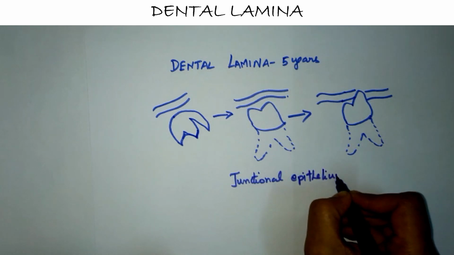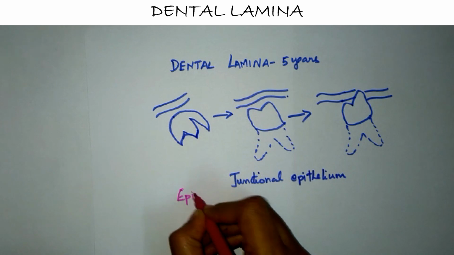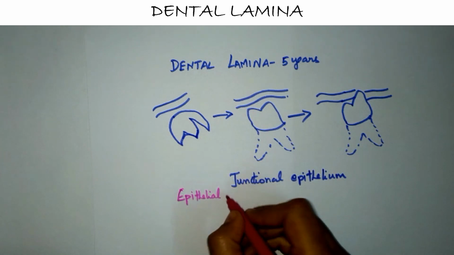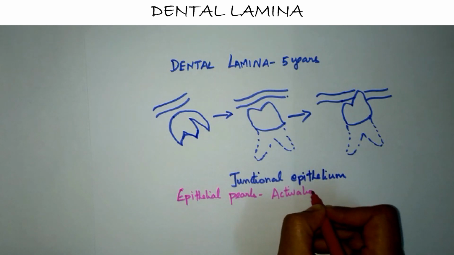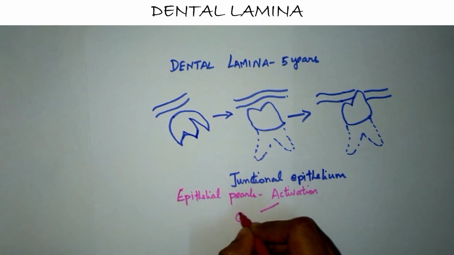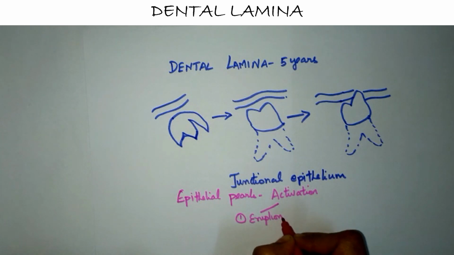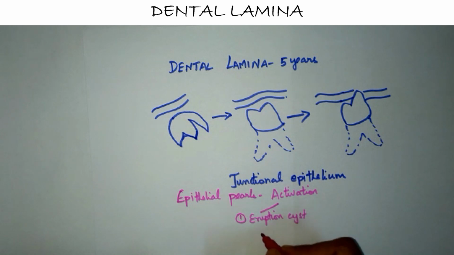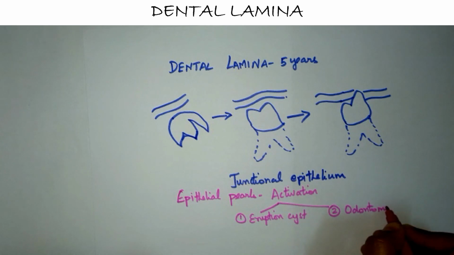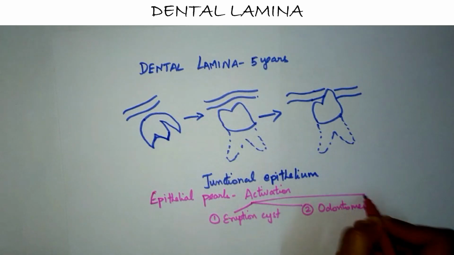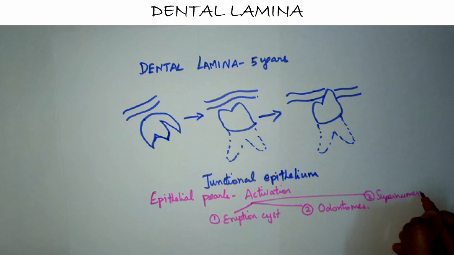Now, this fragmented dental lamina remains as epithelial pearls. These epithelial pearls are dormant cells, but sometimes upon activation they can result in certain abnormalities. What are they? It is the formation of the eruption cyst, so the cyst is formed and there is delay in the eruption of the underlying tooth, or it can result in the formation of odontomes, or it can also result in the formation of supernumerary teeth. This is the fate of the dental lamina.